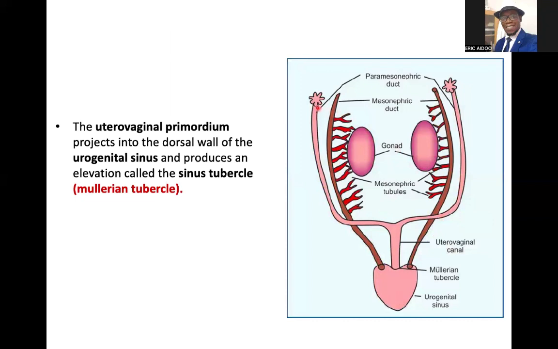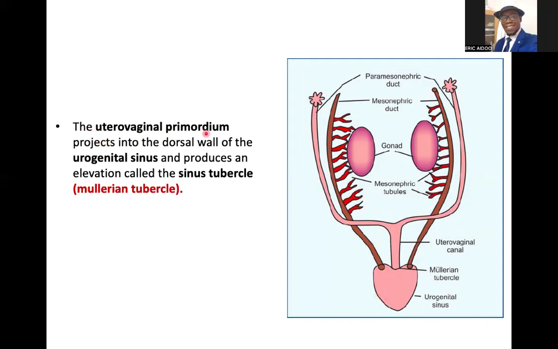So again, you have the paramesonephric ducts which are fusing in the midline to form the uterovaginal primordium, within which you have the uterovaginal canal, and then this is the urogenital sinus. You remember this in the renal lecture. Okay, so urogenital sinus, portion of the hindgut and the cloaca region.